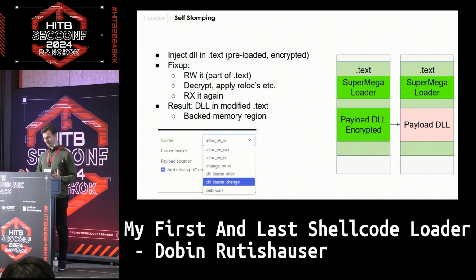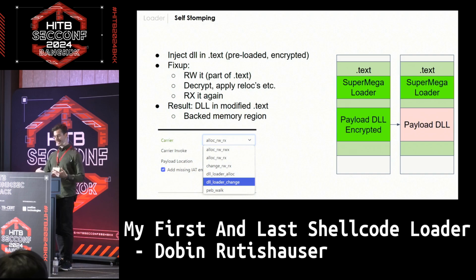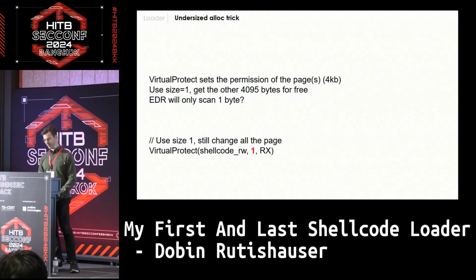So, for example, we can just preload the DLL, inject it into the text section, and then modify the text section, decode it, and then make it executable again. With this, the payload looks like it's from the backed memory region, which makes the payload less detectable, but I think this modification can be easily identified.